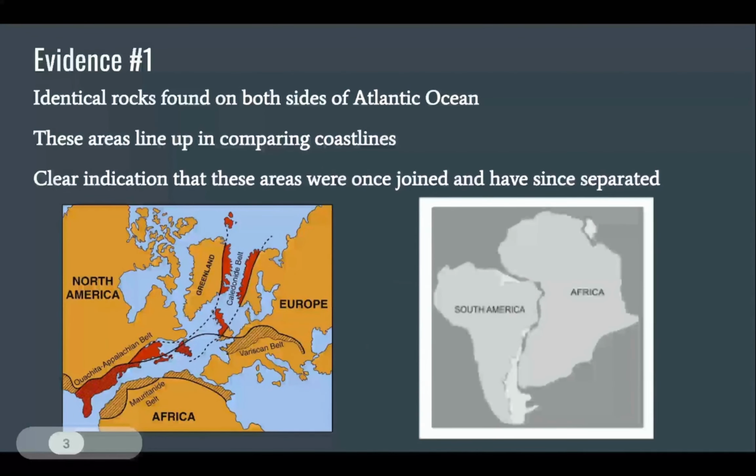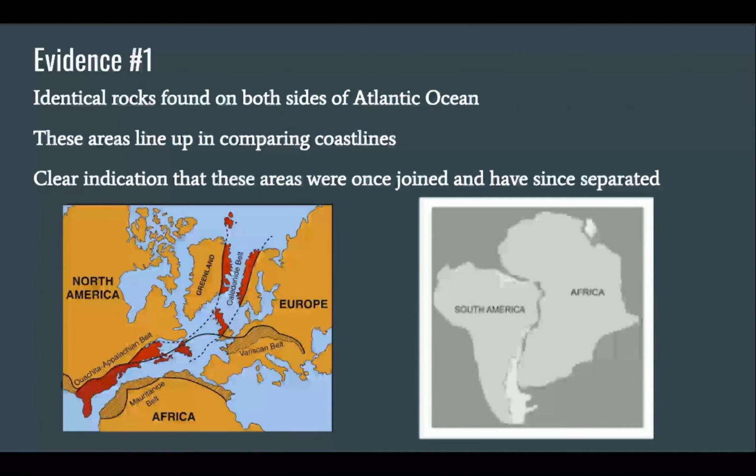The first and one of the most major pieces of evidence is that identical rocks of the same type and age can be found on both sides of the Atlantic Ocean, and if you piece the continents together, these areas line up extremely well. So this is clear evidence towards the breaking of this land and separation into continents.